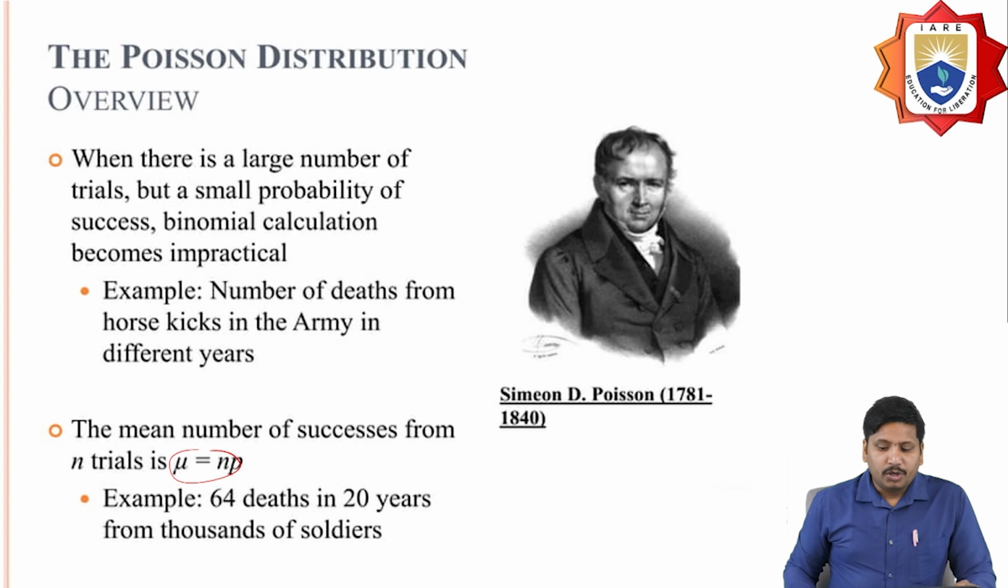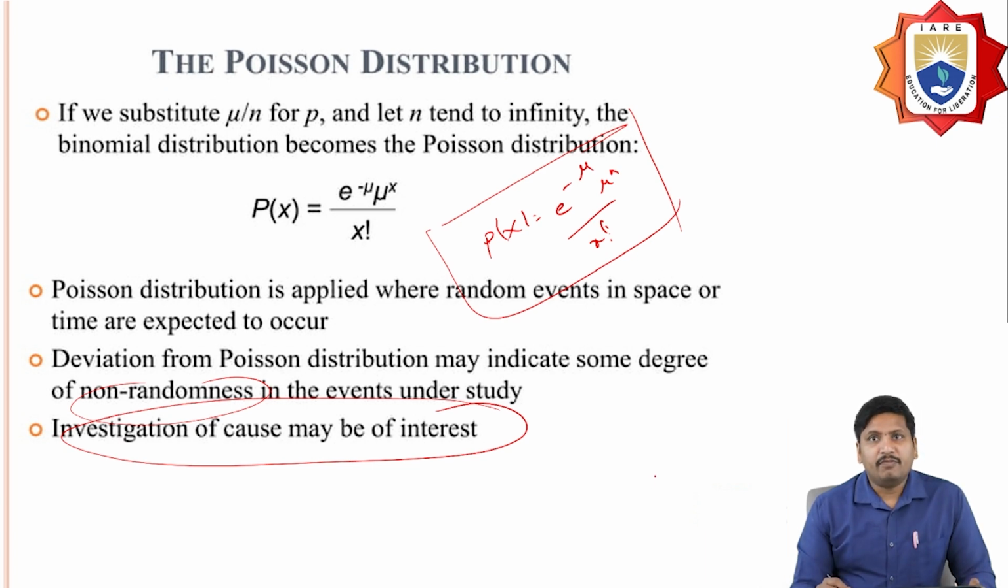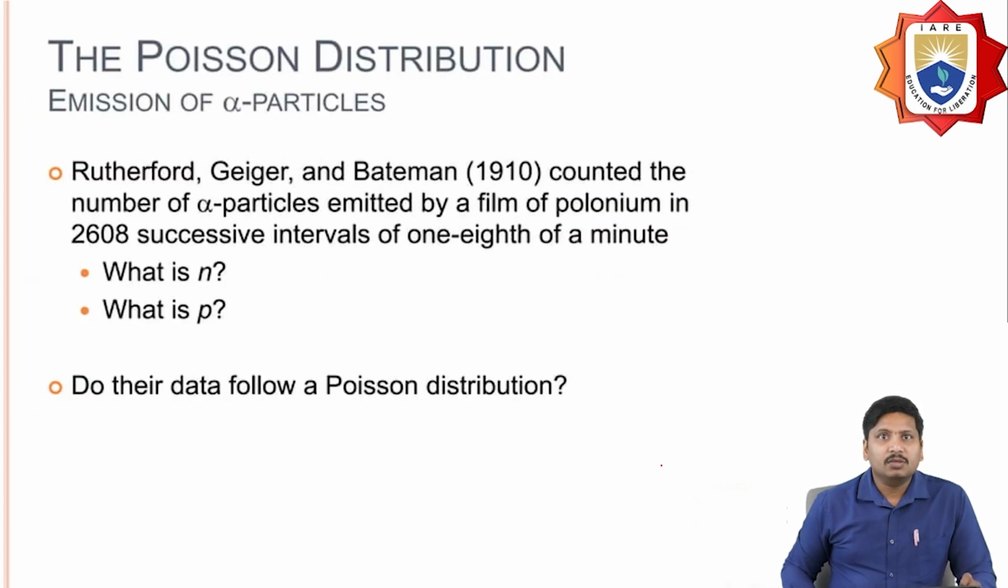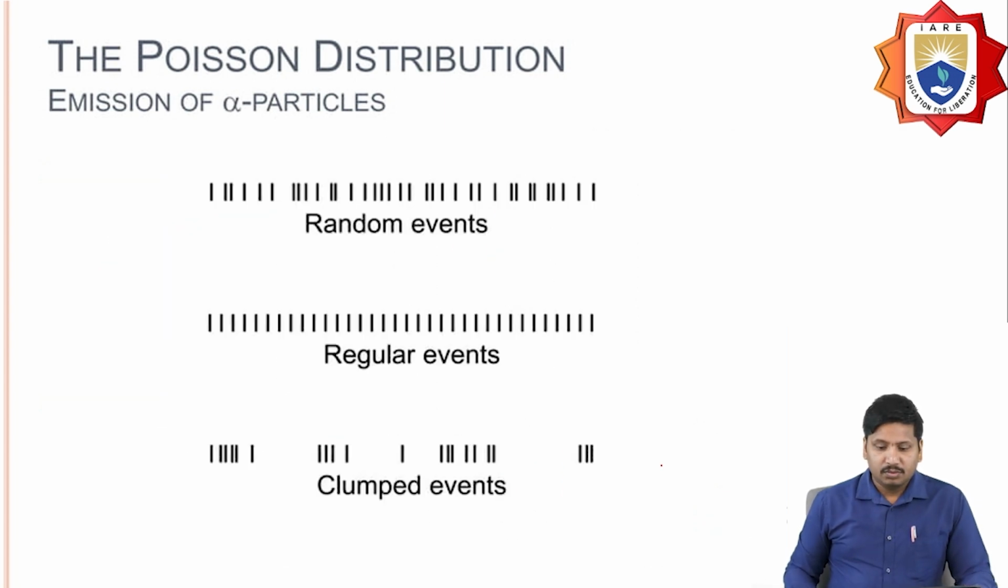And the next one is the Poisson distribution. This is used whenever the probability of success is small and the binomial calculation becomes impractical. Here the mean value is calculated, and based on the mean value the equation is given by p of x equal to e power minus mu into mu power x by x factorial. This is a sample example as well.